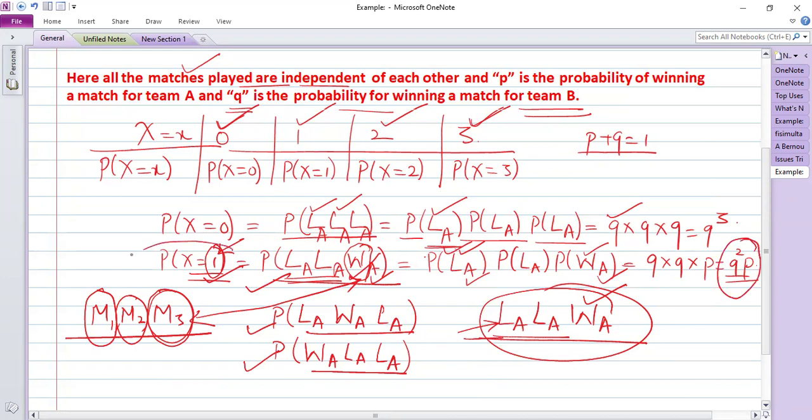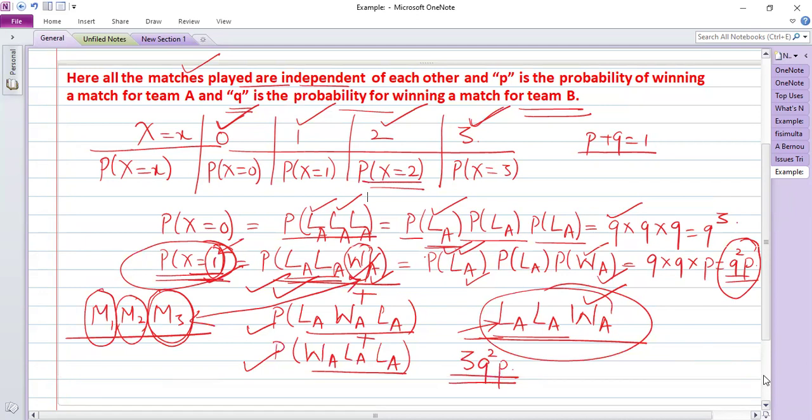So what is the total probability? The probability that x is 1 will be this probability plus this probability plus this probability. So what will be the answer? It will be 3 times q square p. Now, similarly, what is the probability that x is 2?